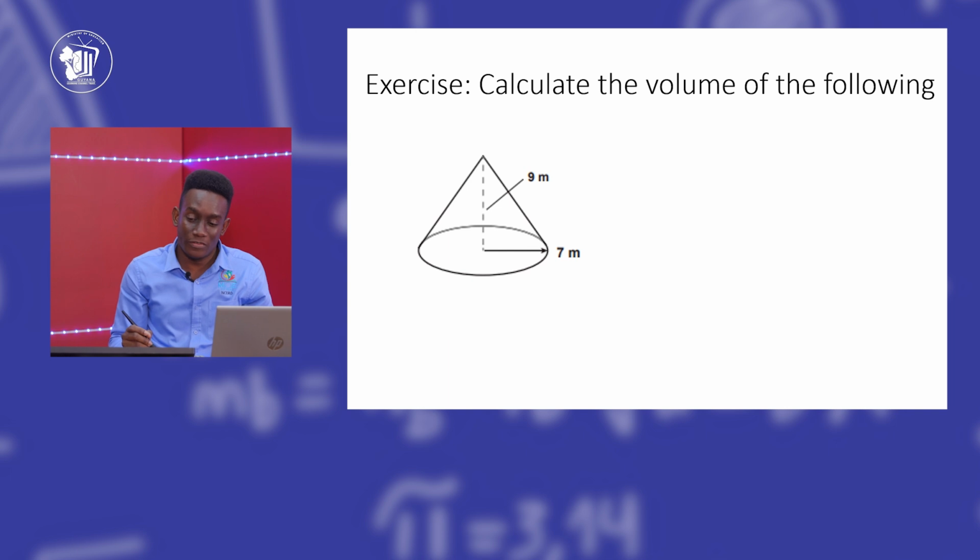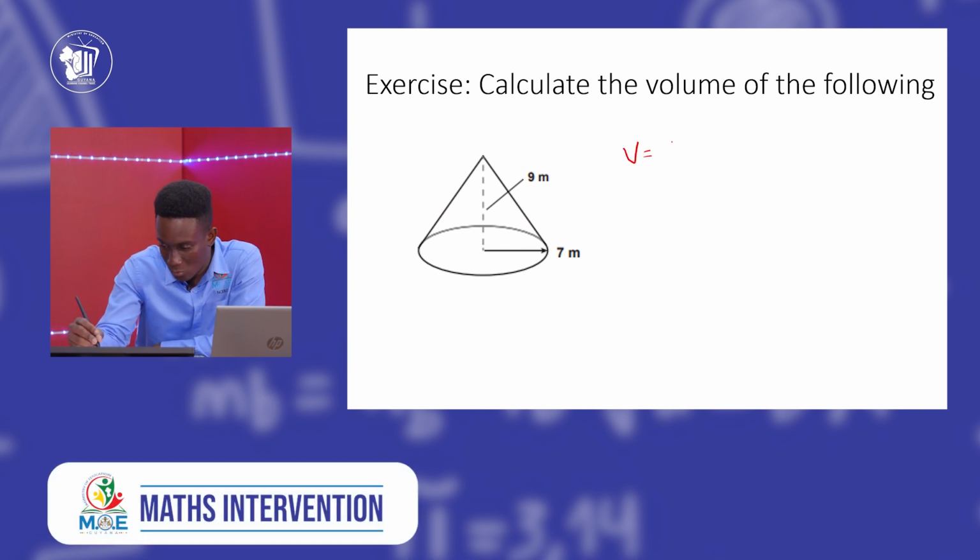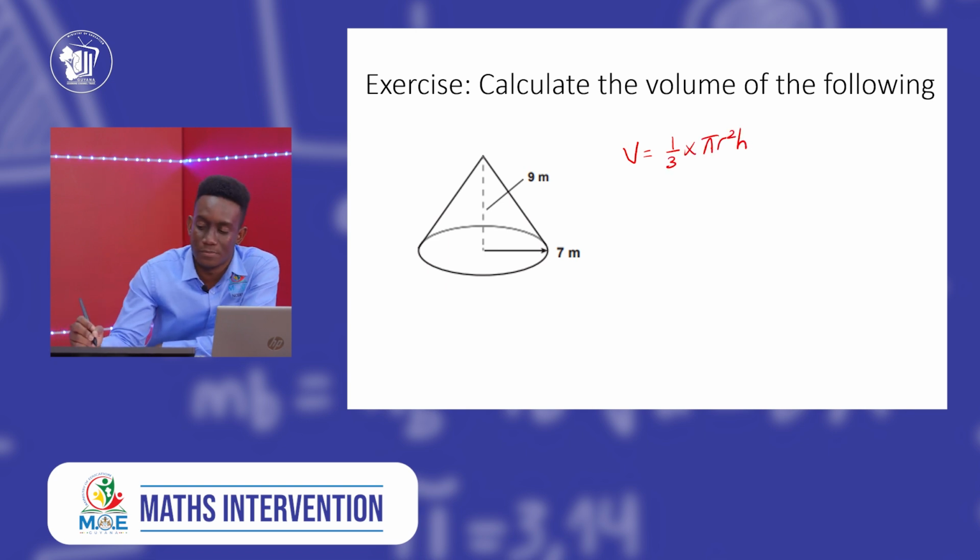So to find the volume of the cone, you're actually using the formula to find the volume of a cylinder, but you're multiplying it by 1/3. So you can say volume is equal to 1/3 multiplied by pi r squared h. So it's 1/3 of the cylinder.